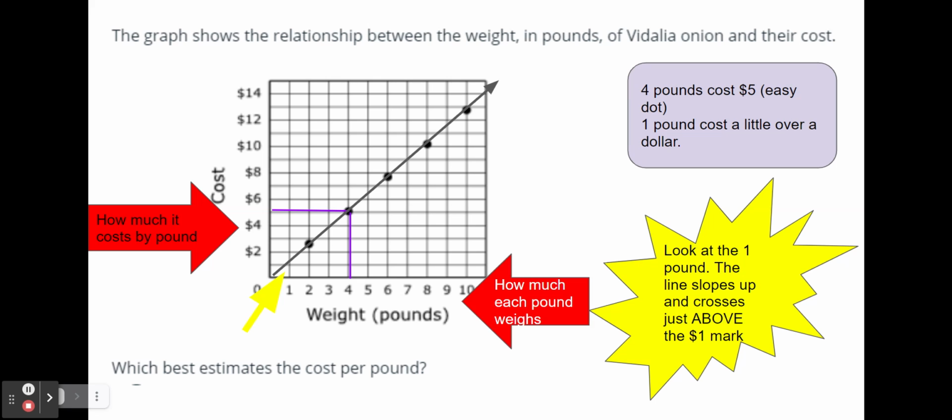Along the bottom is how much each pound weighs. Going up and down is how much it costs by pound. In order to answer the question, which best estimates the cost per pound, you look at the 1 pound. The line slopes up and crosses just above the $1 mark. So what is the best estimate for cost per pound? Mark your answer.